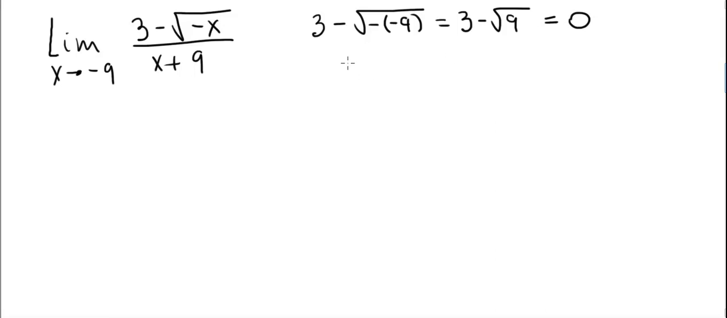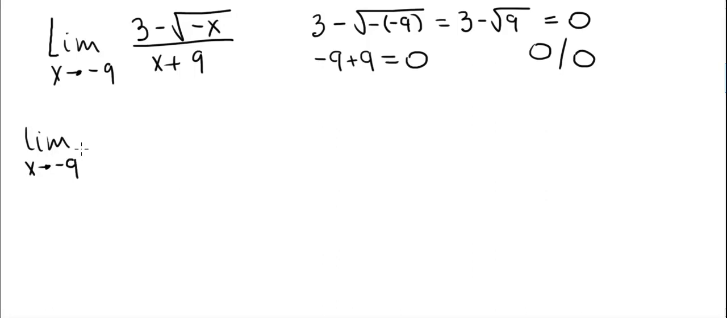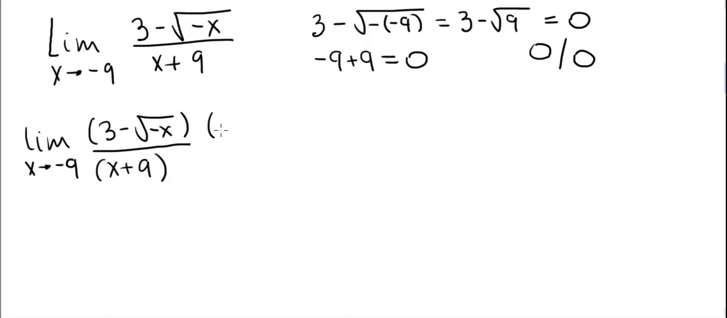The denominator is x plus 9, so plugging in negative 9 for x, we get negative 9 plus 9, that also approaches 0. So the ratio is 0 over 0. That's the indeterminate form, and we'll be using the method of conjugation to find this limit. We'll be taking the conjugate of the numerator, because that's where the square root happens to be. The denominator will just go along for the ride and it'll cancel.